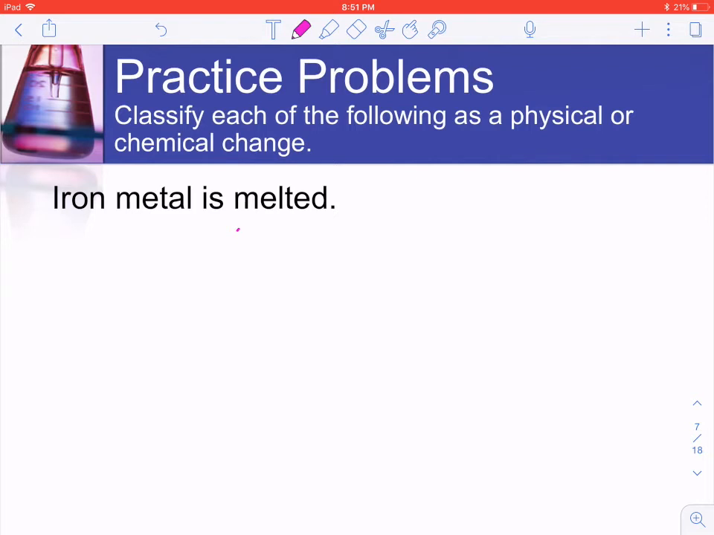So iron being melted, keyword here melted. Melting is a change of state or a phase change. Iron is the symbol Fe on the periodic table. This is iron as a metal, so it's a solid. If we turn that into iron as a liquid when we melt it, you'll notice that it's still Fe. We have not changed the formula. Therefore, this is a physical change.